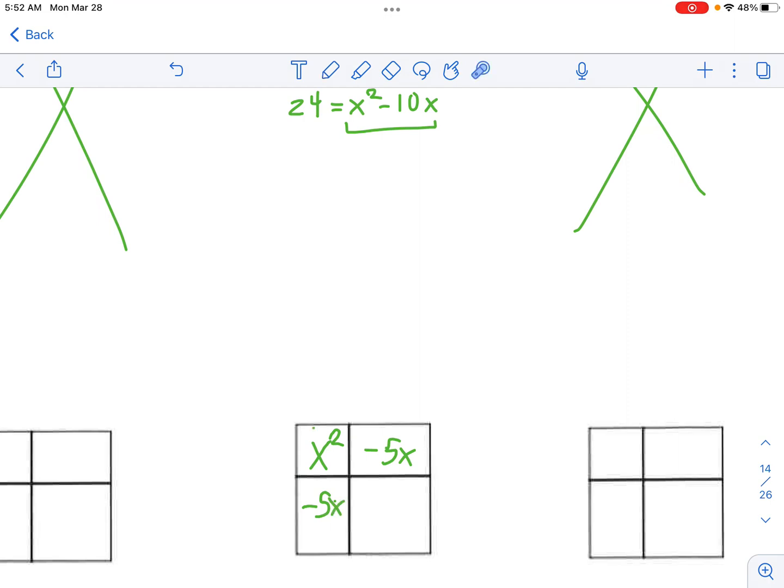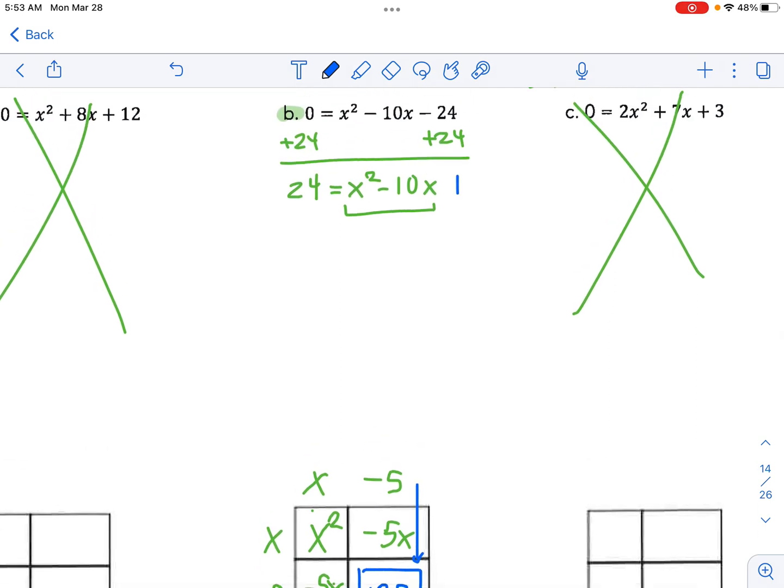And that gives us our length and our width of our square. And since this is a square, the length and the width have to be the same. So that leaves x minus 5 across the width and x minus 5 across the length. And then that means we can complete the square, right? We can complete the square by filling in this final box. And this final box is negative 5 times negative 5, which is a positive 25.